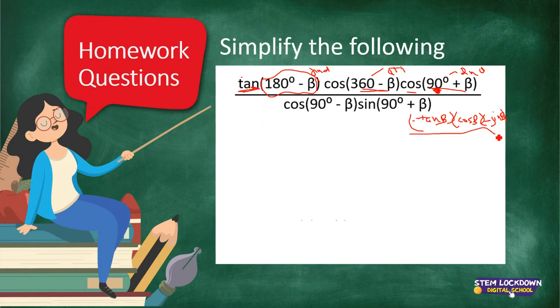Right? Below the line, we have our 90 minus beta, which is quadrant 1. Quadrant 1, all angles are positive, and so this will be again alarm bells. 90 degree co-function, it will be a sine beta.